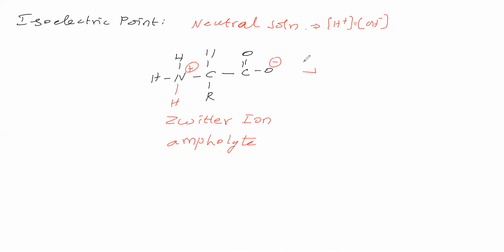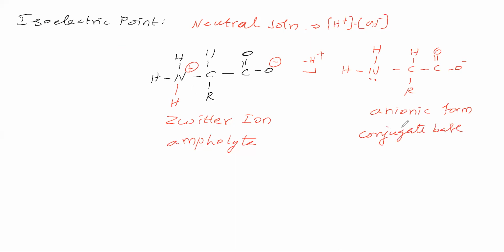then this system will lose H plus, and the zwitterion will become an anionic form. Now this zwitterion donated H plus, therefore it acted as an acid. This anionic form is its conjugate base.